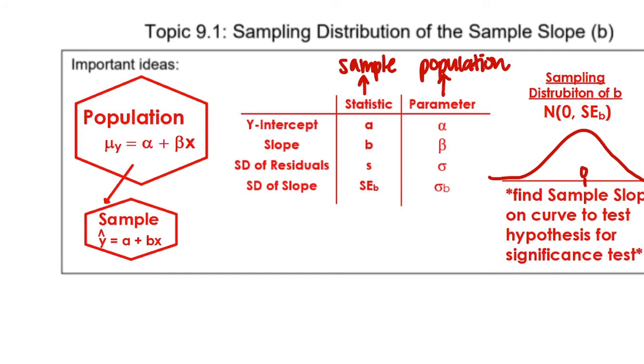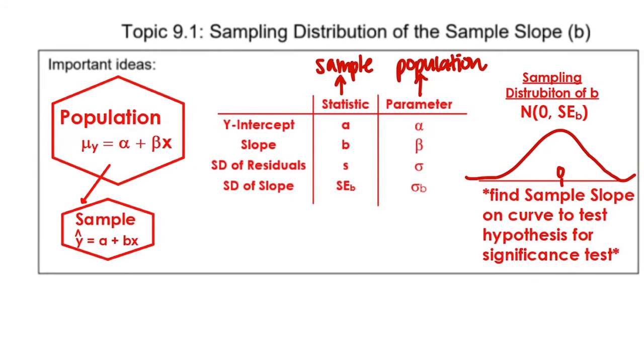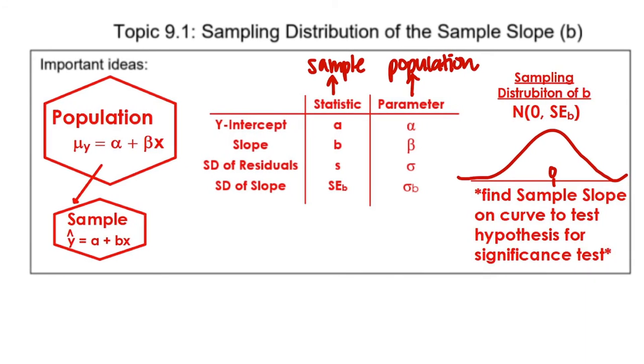We should know a, b, s, and then now we have this new SE sub b, the standard error of the slope. And then the parameters are alpha, beta, sigma, which we know is standard deviation for a population, and then standard deviation for the slope. The sampling distribution of the slope is normally distributed with mean at 0. Standard deviation is the standard error of the slope.